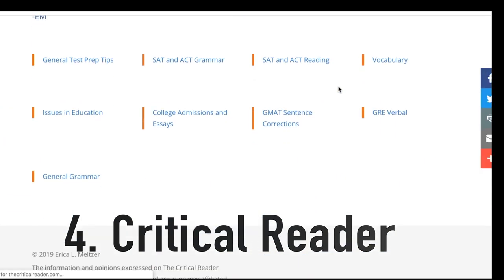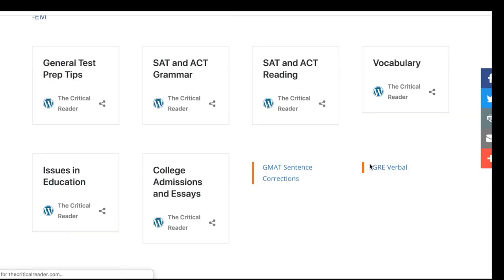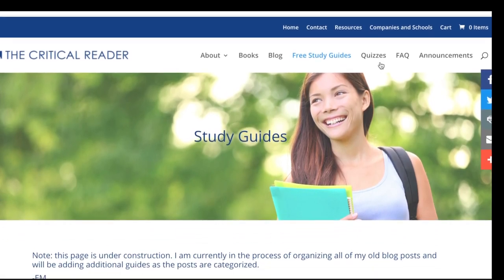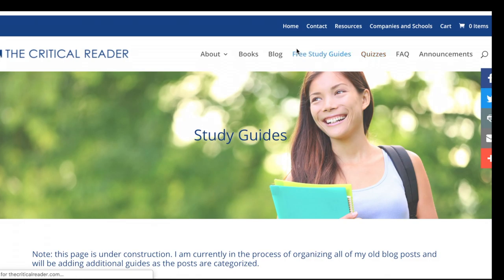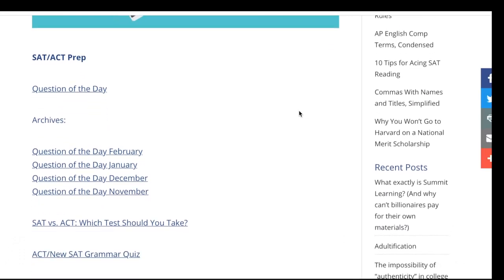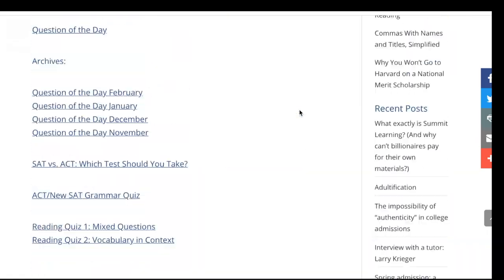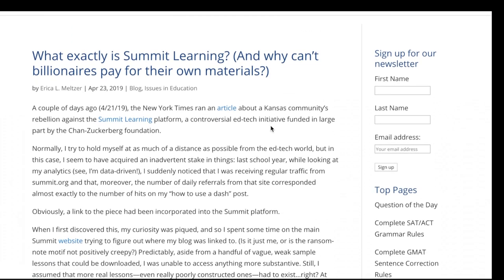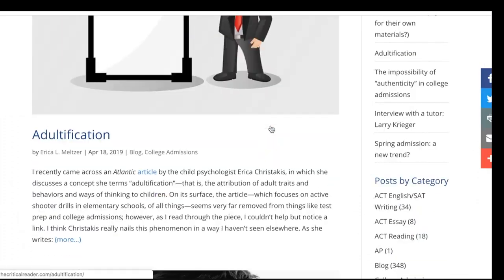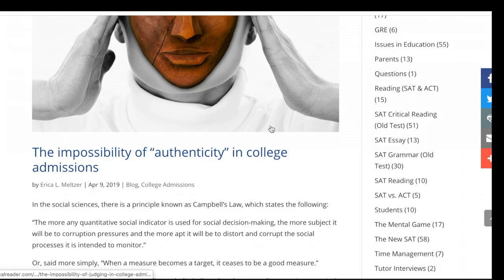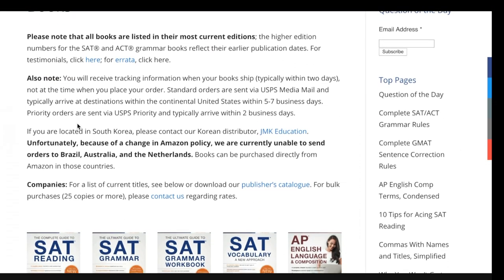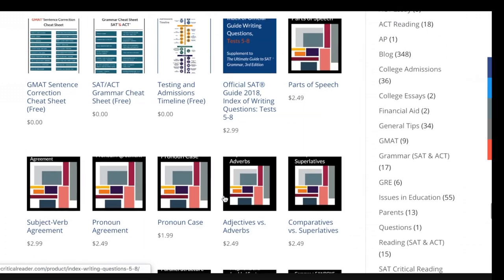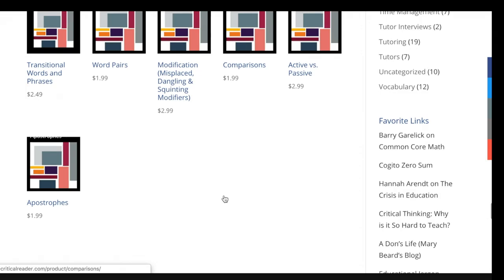The fourth website is Critical Reader. They have many documents about SAT reading, math, tests, grammar, and essay. There are some quizzes that you can practice every day to improve your SAT skills. In this blog, they publish some tips and tricks for your SAT exam or daily life. There are some books for SAT or ACT practice exams. Some are free, but some require you to pay for them.